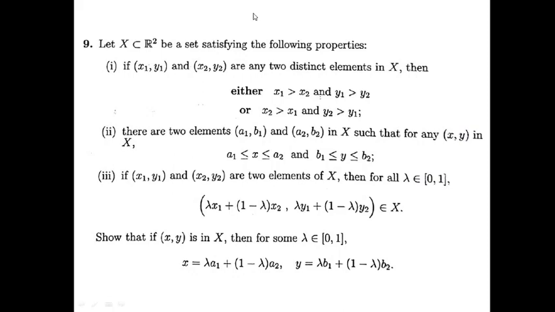Okay. Number 2, there are two elements (a1, b1) and (a2, b2) in X, such that for any (x, y) in X, x lies between a1 and a2, y lies between b1 and b2. So there is an upper and lower bound to x, and there is an upper and lower bound to y. Third condition, if (x1, y1), (x2, y2) are two elements of X, then for all lambda belongs to [0, 1], (lambda x1 plus (1 minus lambda) x2, lambda y1 plus (1 minus lambda) y2) belongs to X. We'll analyze this condition because it's an important one.